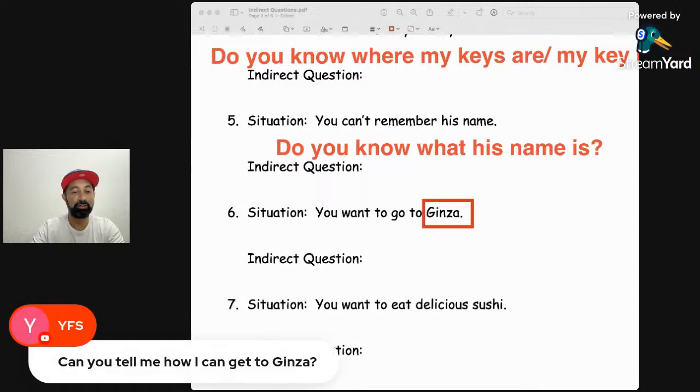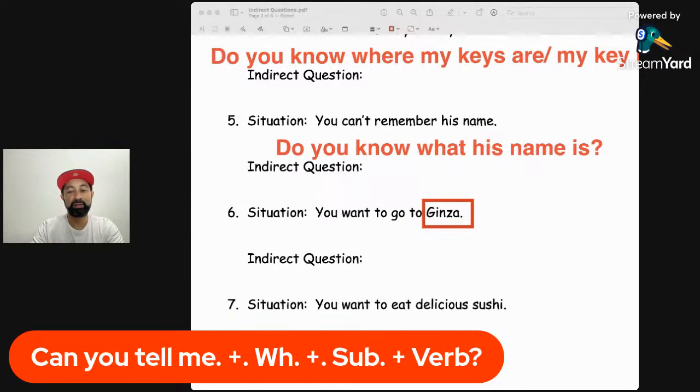And YFS also, can you tell me how I can get to Ginza? Now, for Midori and YFS, if you wanted to make this even more polite, we're practicing can you tell me? We can always just add could you? Could you tell me? That would also make it even more polite. But perfect answers. Could you tell me how to get to Ginza?